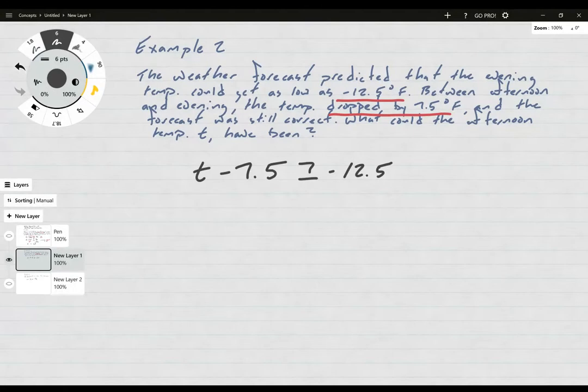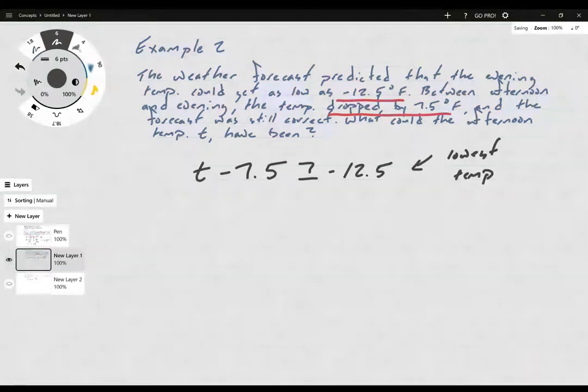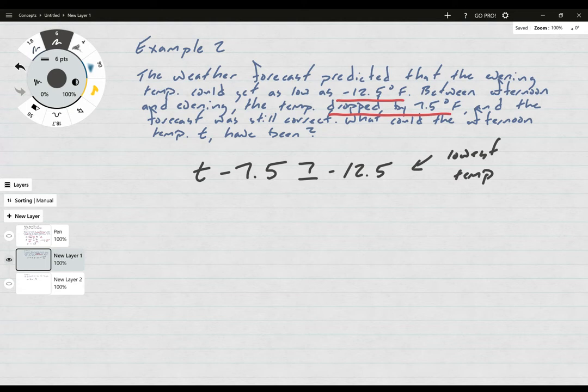Because when we're talking about temperature, if this is the lowest that it can get, if this is the lowest temperature, then that means my negative numbers have to be greater than negative 12.5. And again, that means the closer you get to 0, the greater it is. So our values are not going to drop below negative 12.5 degrees. I have enough information now to solve for all possible solutions.